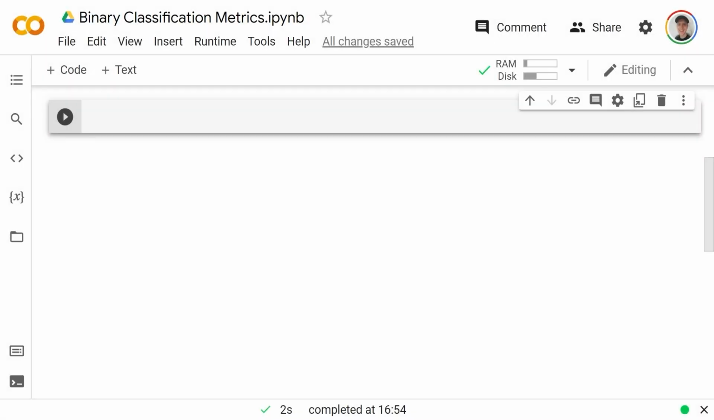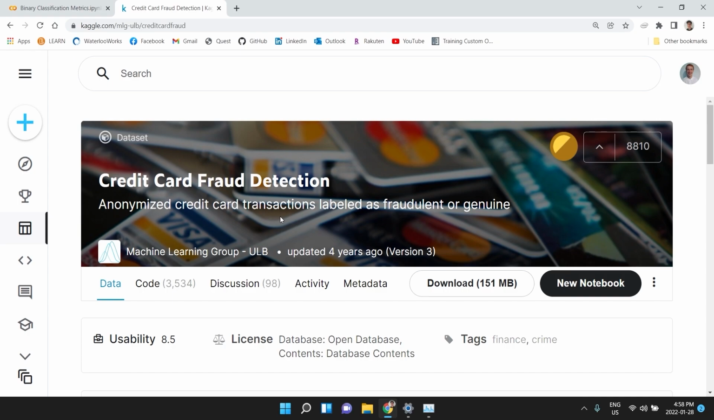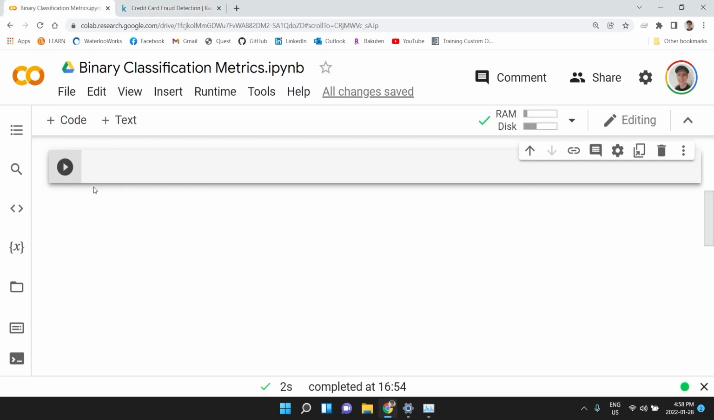First thing we're going to do is implement a binary classification model using logistic regression. If you already know how to do that, just skip to the section down below where we implement our first metric. We'll be using the credit card fraud detection dataset from Kaggle. Make sure you have that CSV downloaded into your environment.